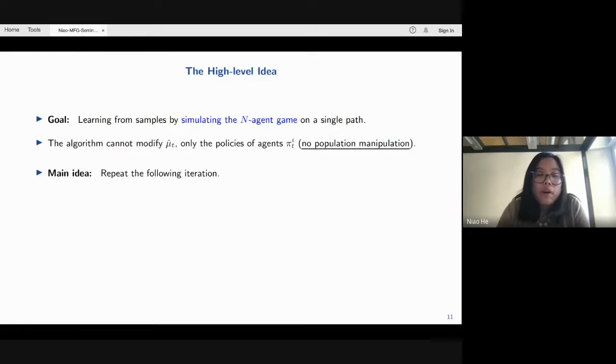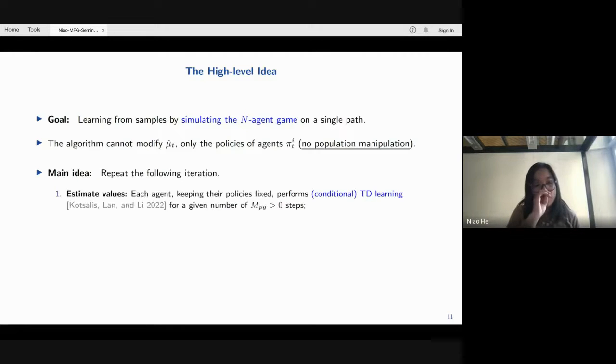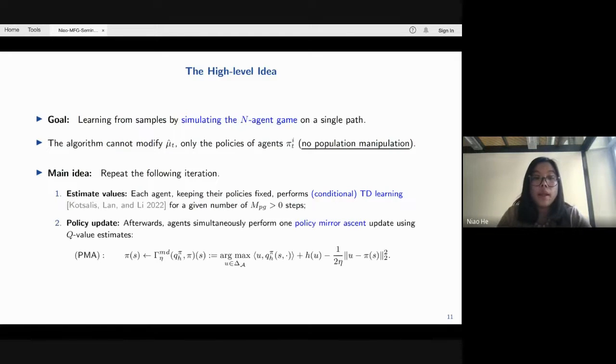The main idea of the algorithm follows many similar ideas in single agent reinforcement learning, which is an actor-critic type of algorithm. The idea is that at every iteration, each agent is going to fix their policies, and then they're going to perform some TD learning type of algorithm in order to estimate the current Q values. Once we obtain some Q value estimations, we're going to use them to perform a policy mirror ascent update for each individual agent. And they're going to perform this update simultaneously in parallel.